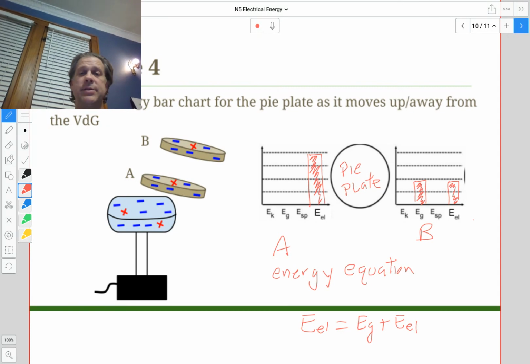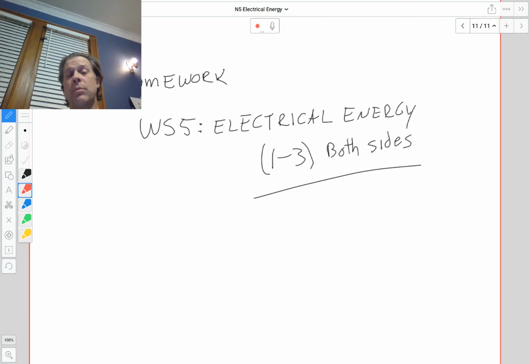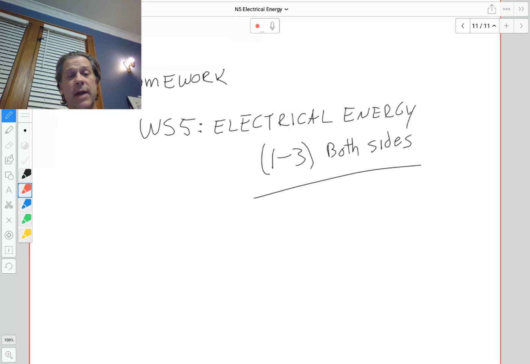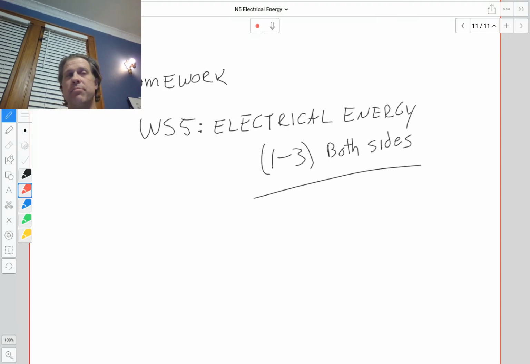The last thing I want to talk to you about today is what your homework is for the evening. Your homework is to locate worksheet number 5, electrical energy. There are 3 questions on it, but there are 2 sides to this worksheet. The other thing I want you to be aware of is each question has an A, a B, and a C, and you have to complete all of them for homework.